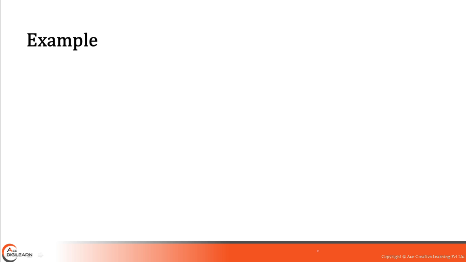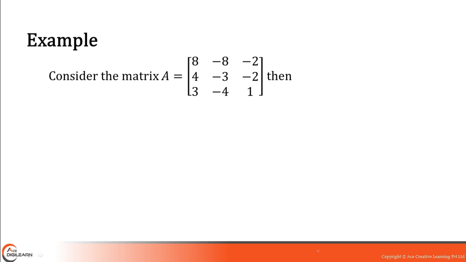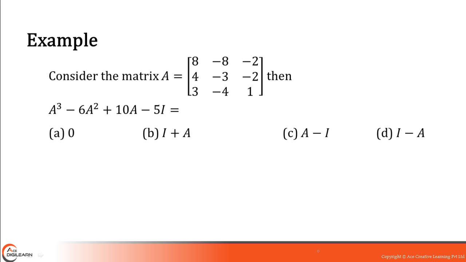Next example. Consider the matrix A, which is of order 3 by 3. Then A cube minus 6A square plus 10A minus 5I equals? Look at the options. In general, we would need to find A square, A cube, substitute here, and verify with the options. Instead of that, look at the solution.